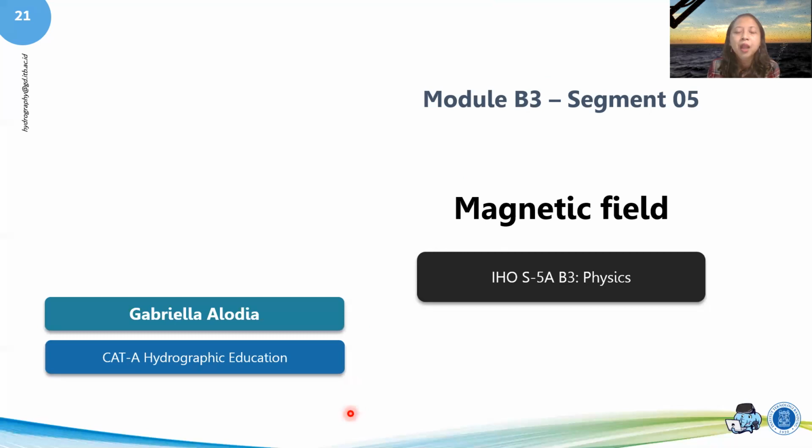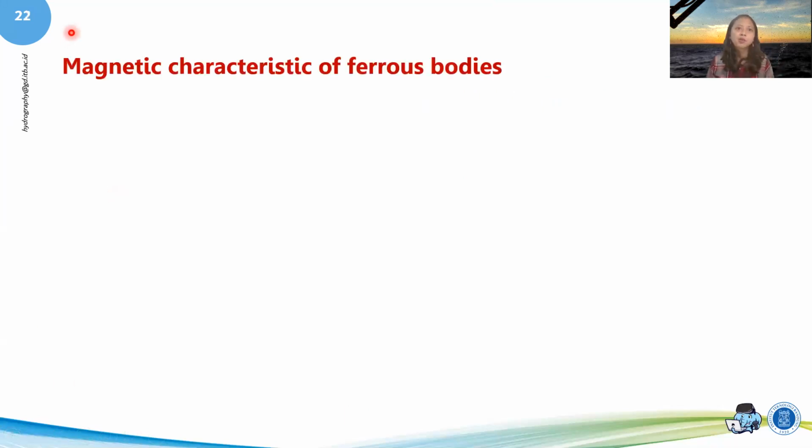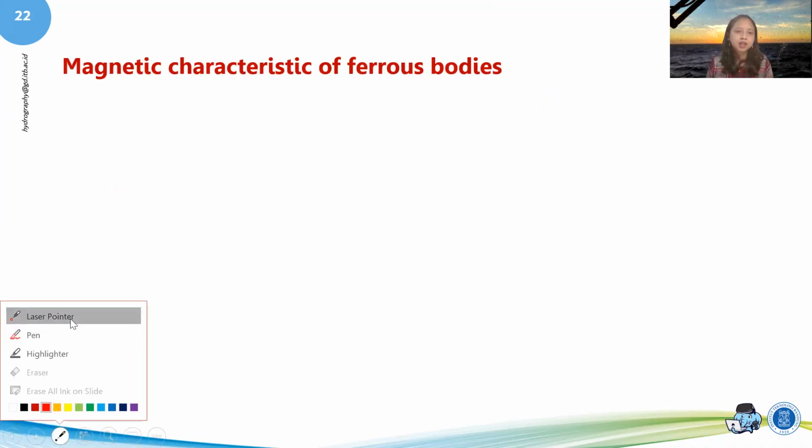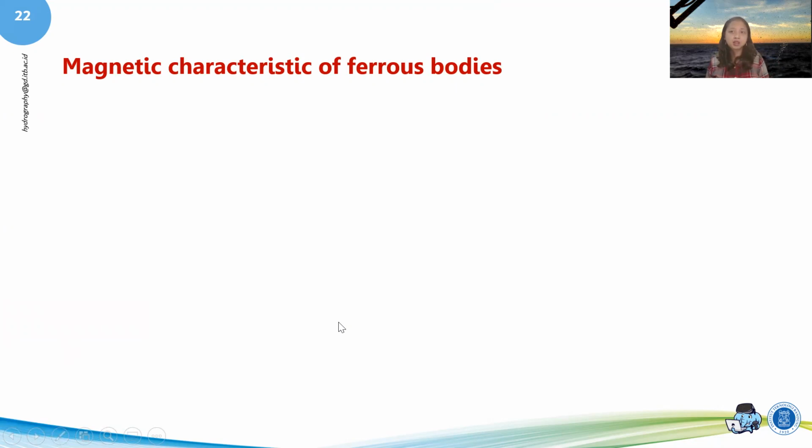So the last segment that I would like to deliver is the magnetic field. We have been talking about the gravity field. Now it's the magnetic field. Now, we will be talking about the magnetic characteristic of a ferrous body first, because I think it's the most familiar thing for us.